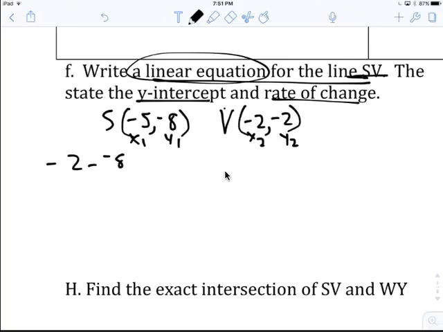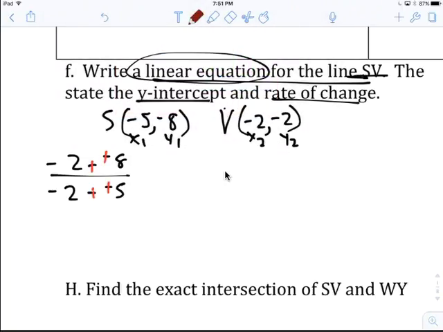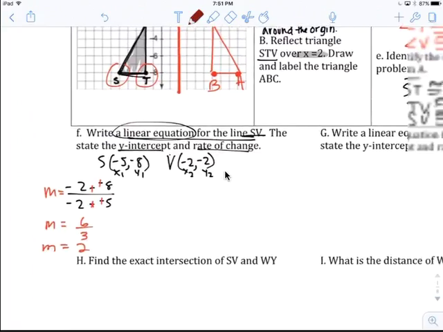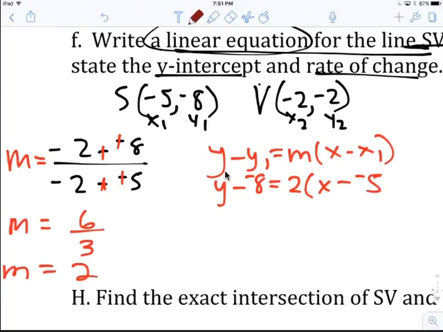-2 minus -8 over -2 minus -5. Remember, I do not take homework pass for review. That's m equals 6 over 3, m equals 2. The rate of change is 2. Then you use y minus y1 equals m parentheses x minus x1, point slope. Y minus y1, which is negative 8, equals m which is 2 parentheses x minus x1 which is negative 5.